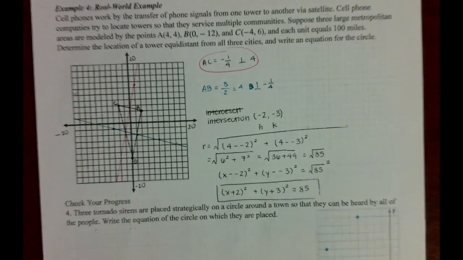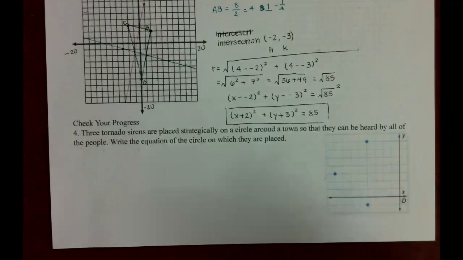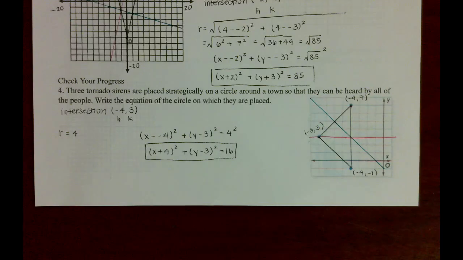Okay, so why don't you try CYP4, and then once you're done, come check the answer. Okay, so this is what you should have gotten. x plus 4 squared plus y minus 3 squared equals 16. If you got that right, you can get started on your homework. If not, here is your explanation.